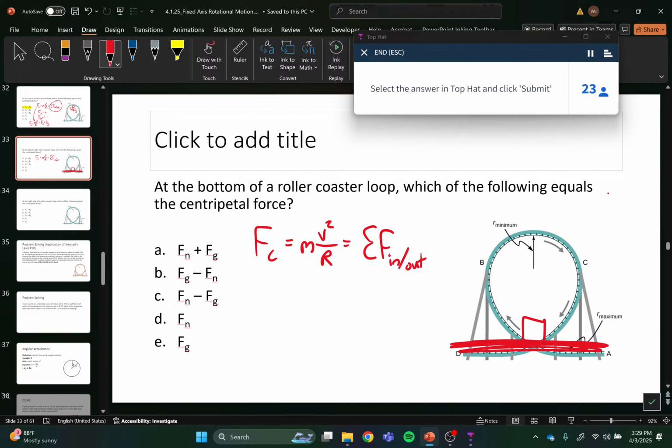And it's just like our normal stuff that you've done with forces, except instead of up, down, left, right, it's in and out.